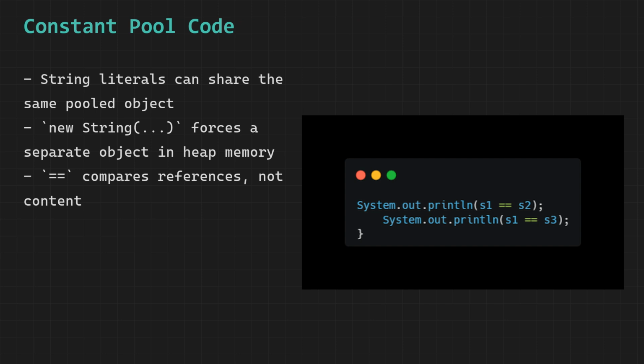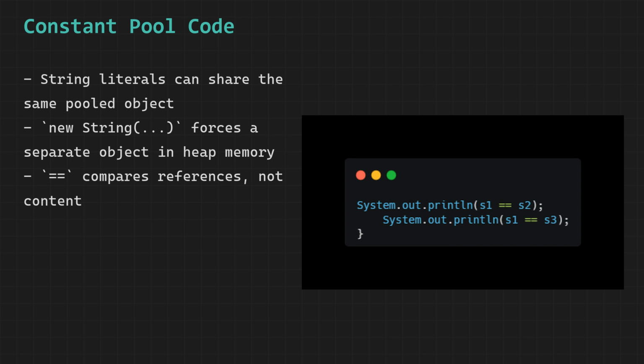Let us walk through this code step by step. We have one class called string_basics, and inside the main method we are creating three string variables. All three store the same text, which is Java. But the way they are created is completely different, and that difference is what this example is all about.